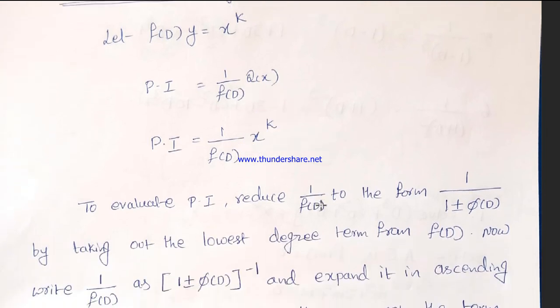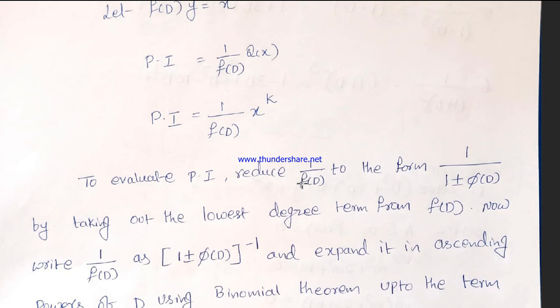So to evaluate the particular integral, reduce 1 by f of D to the form 1 by 1 plus or minus phi of D, meaning that all the D terms are written as a single function, called phi of D, that is added or subtracted with the constant 1. So 1 plus or minus phi of D by taking out the lowest degree term from f of D. Lowest degree term means D power 0, that is called constant. Whatever the constant is, you can take it common outside the function, then we can get 1 plus or minus phi of D form.